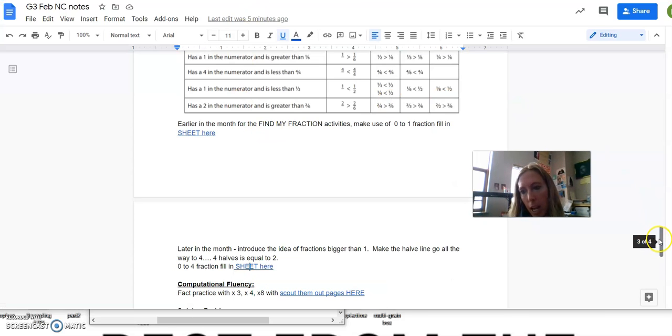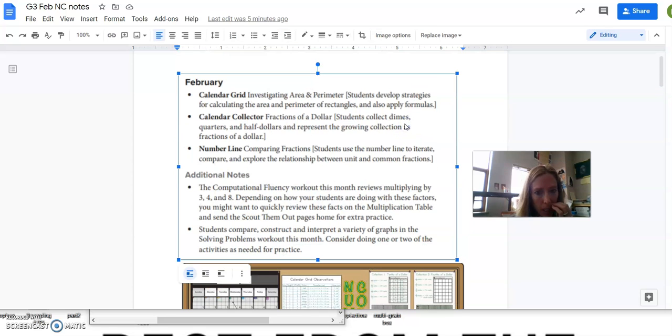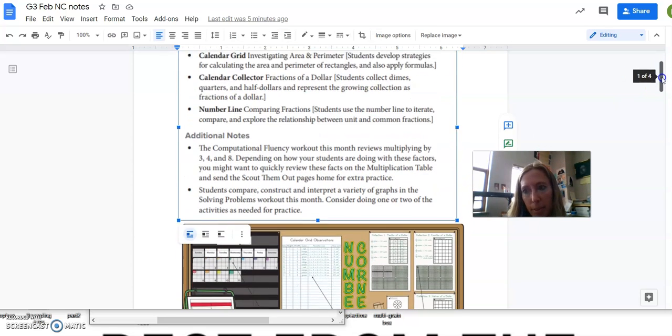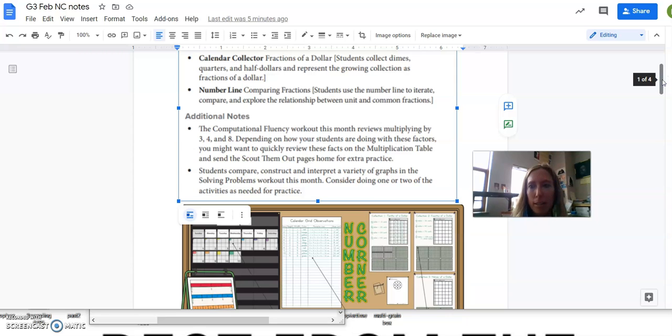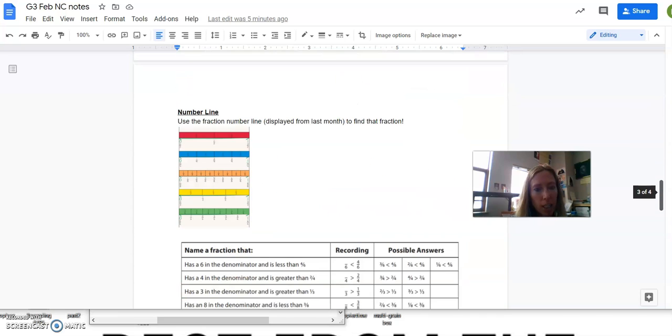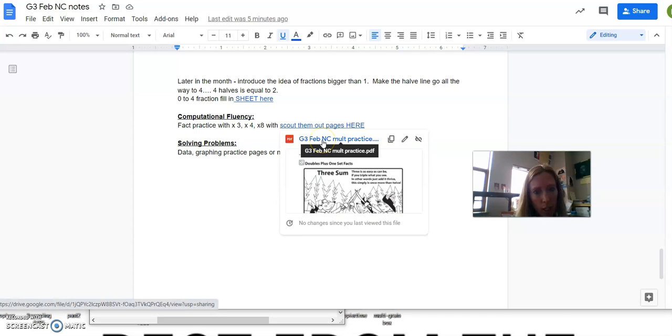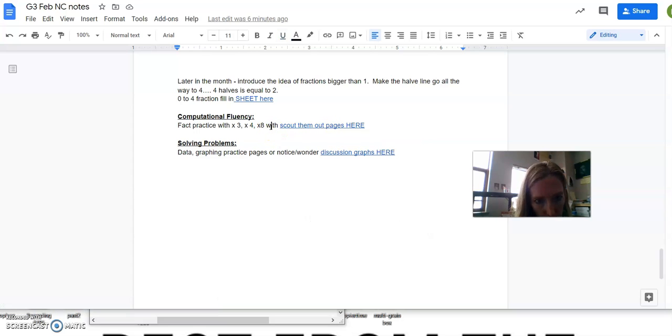Okay? Now, the other 2 that are not heavy hitters are computational fluency, which actually, as you know, multiplication facts. They need to get lots of practice with that to know those facts. So there are some computational fluency Scout Them Out pages that you can peruse and maybe send home, so they have that available at home. There's some posters in there of the fact strategies, and do what you will with those.